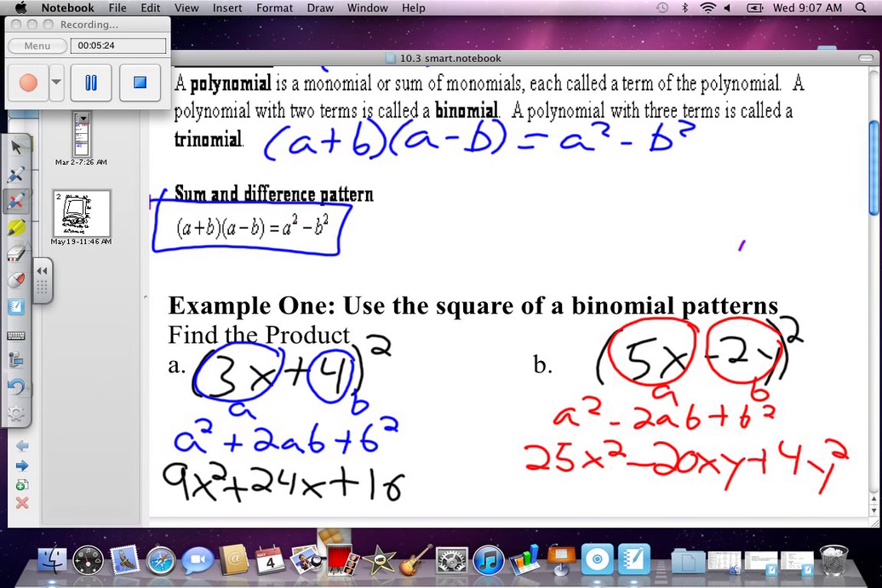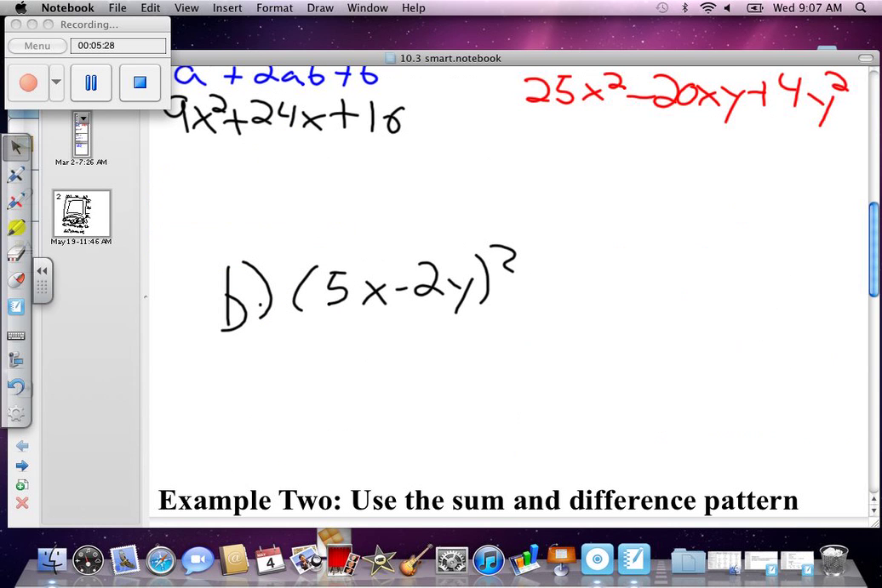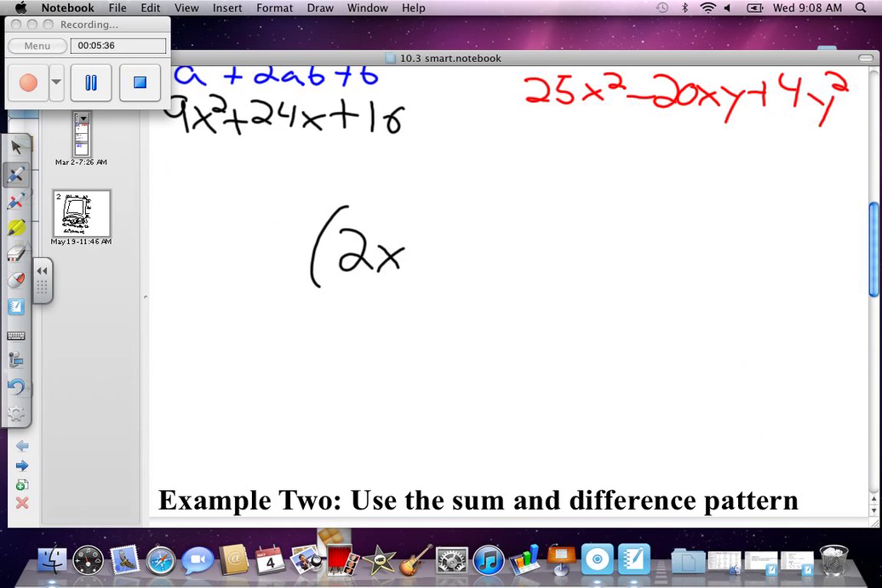Why don't we try one on our own? It's not on here, I'll make it up. We'll try one on our own. Okay, let's look at 2x plus 3, the whole thing squared. So I want you to try this one on your own.